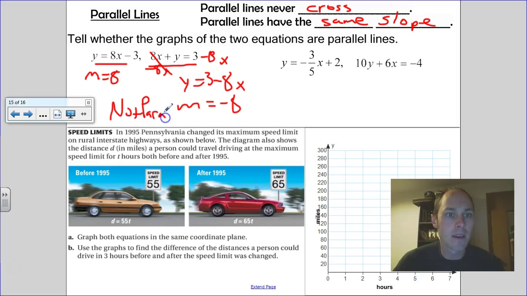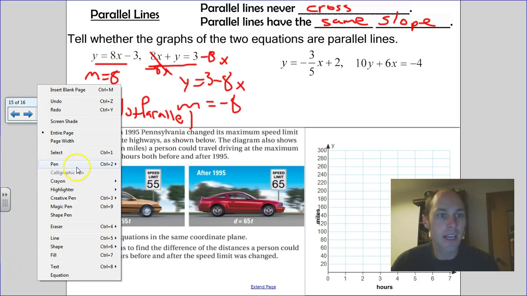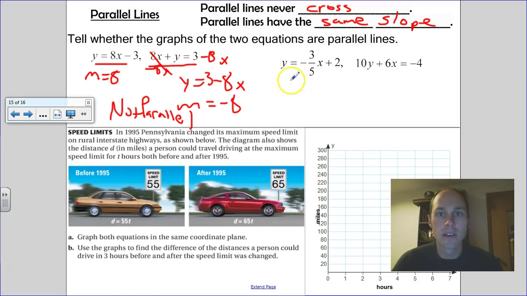Okay. Let's look at the next two sets of equations. Y = -3/5 x + 2. That one's in slope-intercept form. Its slope is negative 3/5. And the next one is in standard form, so let's solve it for y. Subtract 6x.